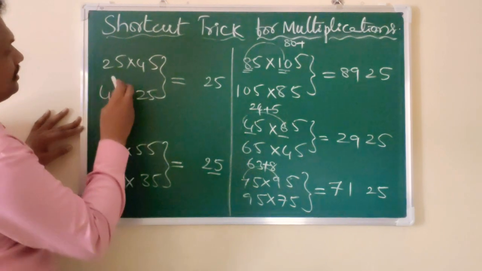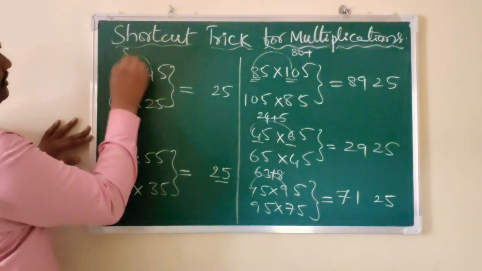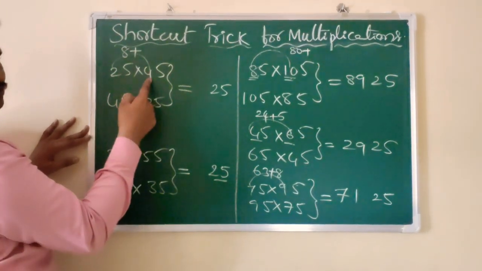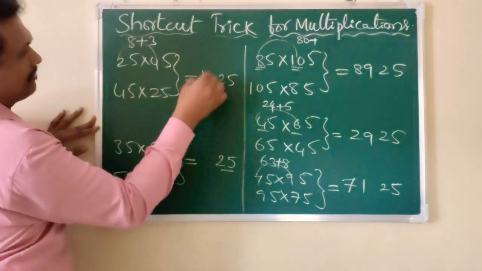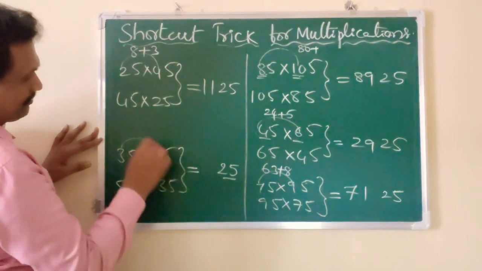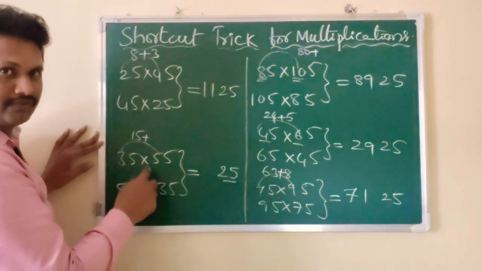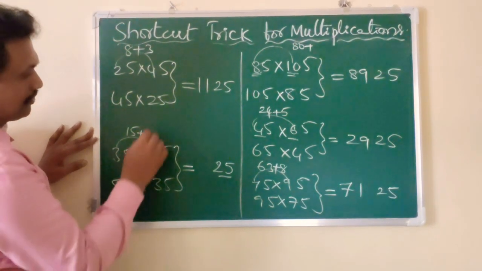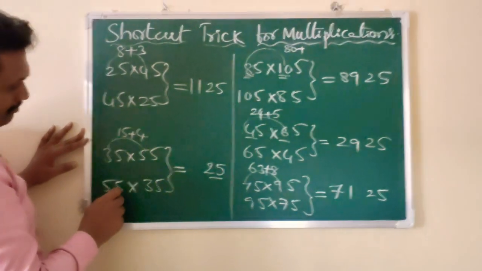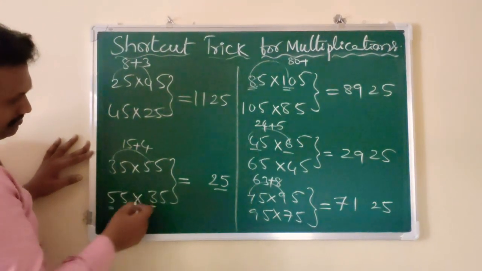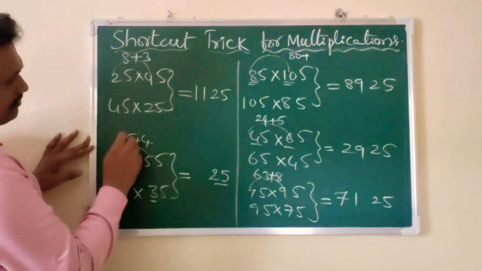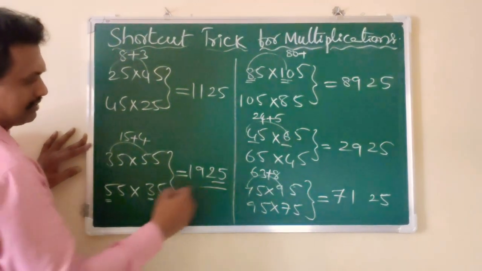Same like that, observe now: 2 fours are 8, plus the number between 2 and 4, which is 3. 8 plus 3 is 11, so 1125. That's all. Here 3 fives are 15, plus the number that lies between 3 and 5, which is 4. Add 4: 15 plus 4 is 19. 1925. That's all, friends.